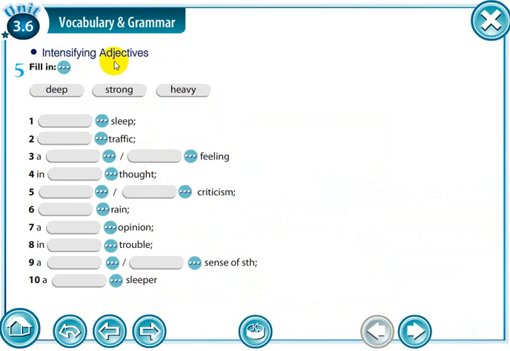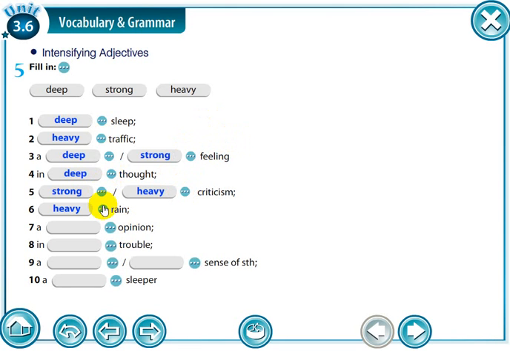Intensifying adjectives. I can say deep or strong or heavy before some adjectives to give them strength. So here, when I want to say that he is sleeping very soundly, I want to intensify the adjective. So I say he's in a deep sleep. When I talk about the traffic and I want to make it appear like more, I say heavy traffic. A feeling, I say deep feeling, or strong, of course, feeling. In deep thought, of course. Criticism, strong criticism or heavy criticism. Rain, heavy rain, of course.